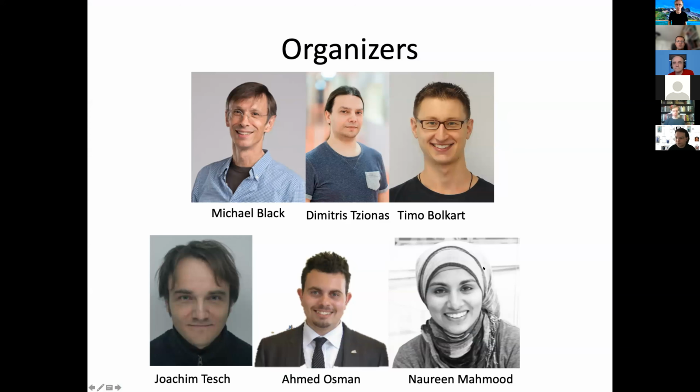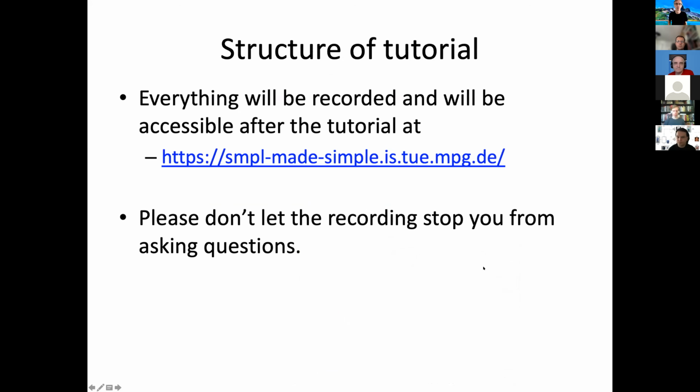These folks are all experts in 3D human body modeling, and SMPL in particular, and they have a lot of wisdom to share about what's easy, what's hard, and how to make things work. The structure of the tutorial is that everything is going to be recorded and then made available afterwards so that everyone who couldn't be here is able to take advantage of this.